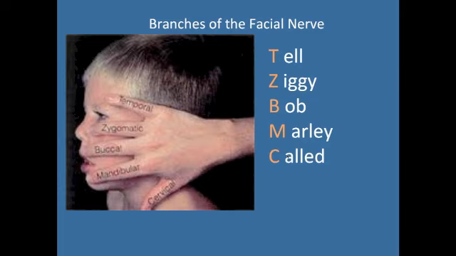Now, if we're monitoring a parotidectomy, we're going to monitor 4 out of these 5 branches. Because when the facial nerve leaves the skull, it enters the parotid gland, and then it divides into the 5 branches. So we're going to want to monitor all of these individual branches.